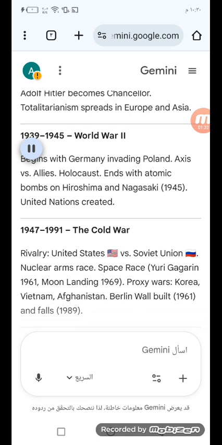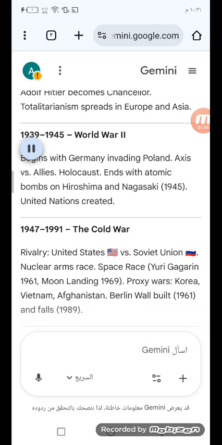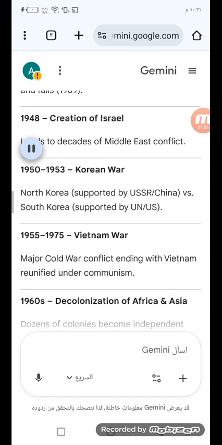1945, United Nations created. 1947 to 1991, the Cold War. Rivalry: United States versus Soviet Union. Nuclear arms race. Space race. Yuri Gagarin 1961. Moon landing 1969. Proxy wars: Korea, Vietnam, Afghanistan. Berlin Wall built 1961 and falls 1989.